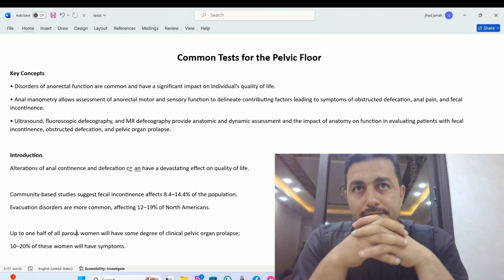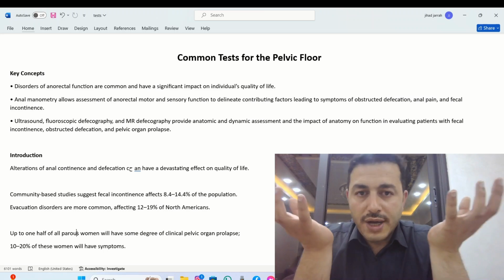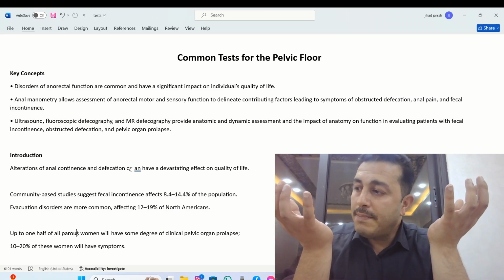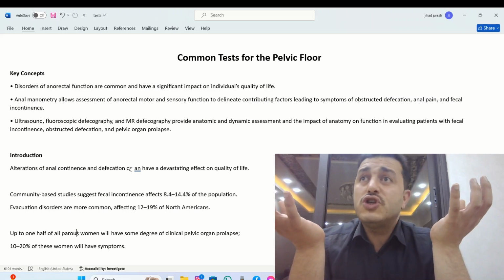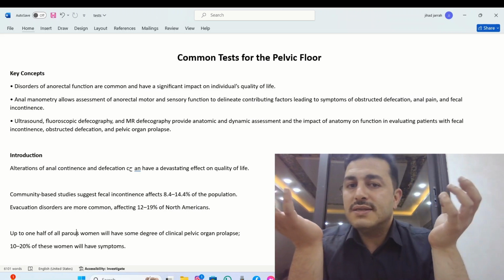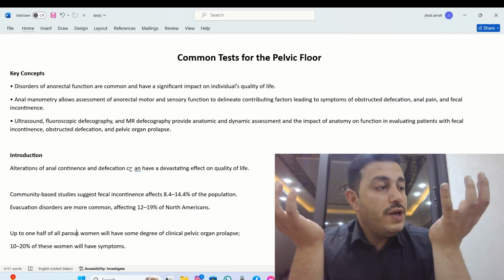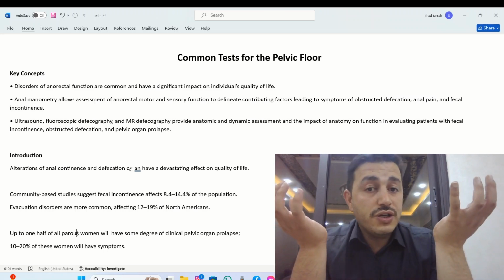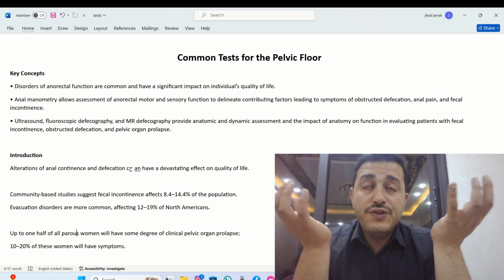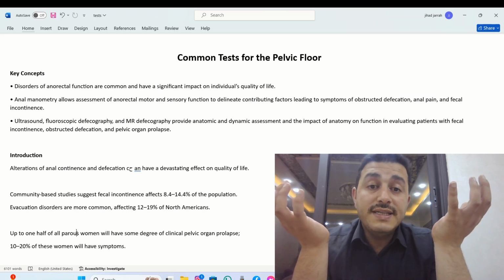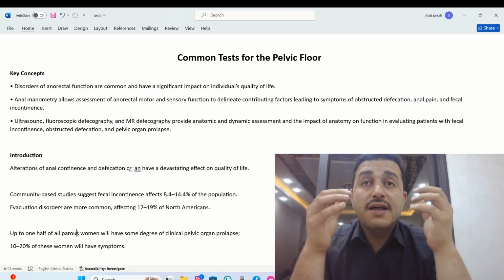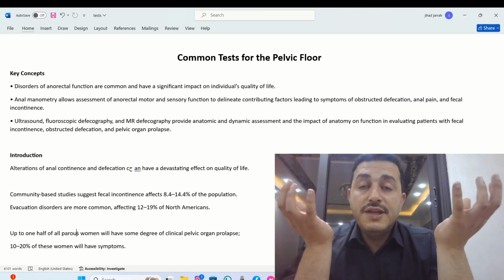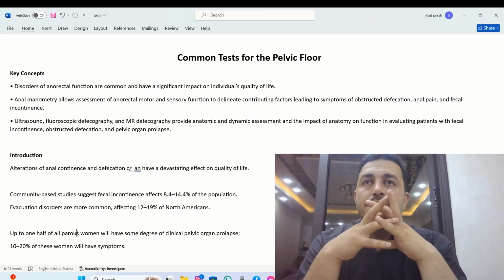And we said that among the workup to figure out any pathology, for example in the continence mechanism, such as fecal incontinence, or if we have any problem in defecation, such as obstructive defecation, among the evaluation of these diseases we have some tests that will help us in confirming this abnormality.